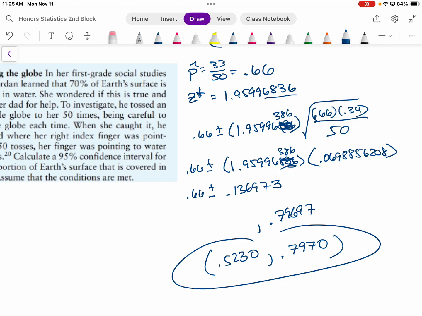All right. So we're 95% confident that the interval from that to that captures the true proportion of the Earth's surface that is covered in water. That's how we would interpret it. Okay? So homework's out there live. It's got about 15 questions on each of the different sections there.